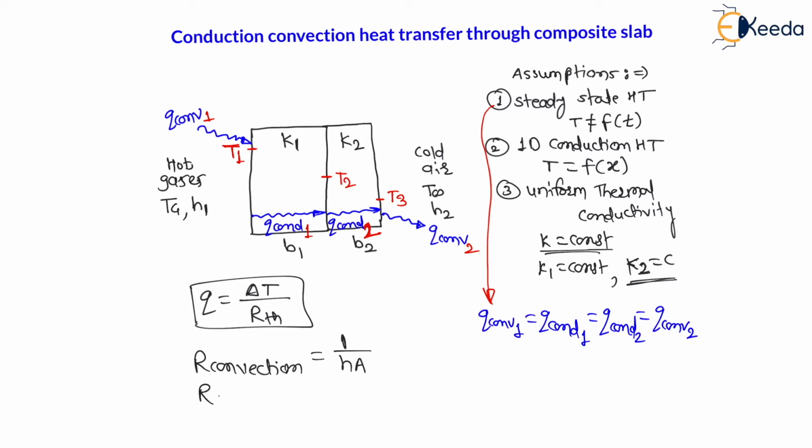And here R conduction. For conduction heat transfer, there is a conduction resistance which is nothing but L divided by kA, where L is the length, that is the thickness of the slab, which is b1 and b2 here for the different slabs. k is the thermal conductivity of the respective slab, and A is the cross sectional area. Here for conduction we are considering the cross sectional area. For convection, we are considering the exposed area between the fluid and the solid surface, right?